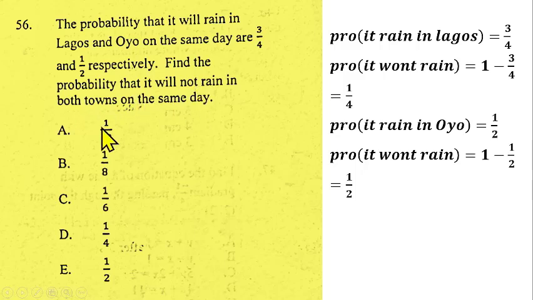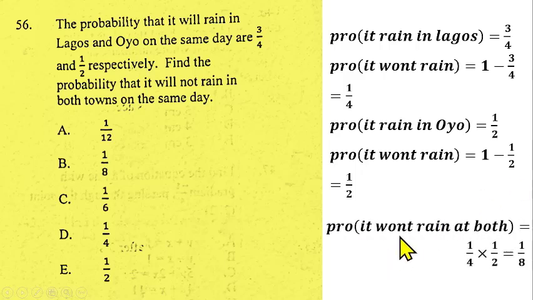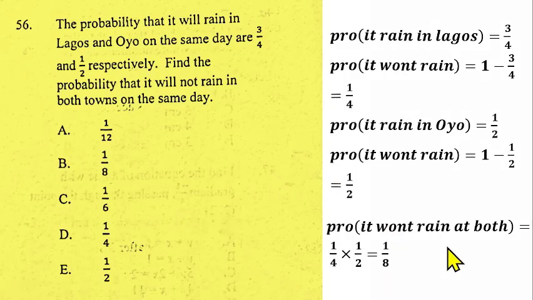Therefore, the probability that it will not rain in both towns will be the probability that it will not rain in Lagos multiplied by the probability that it will not rain in Oyo. So that will be 1 over 4 times 1 over 2, and that gives us 1 over 8, which is option B for question number 56.